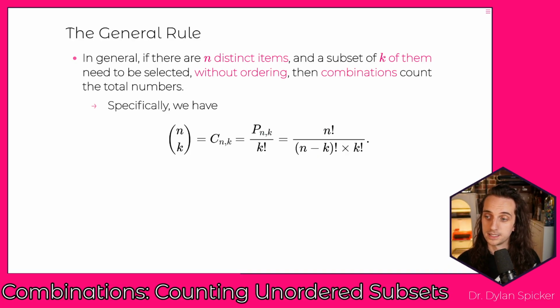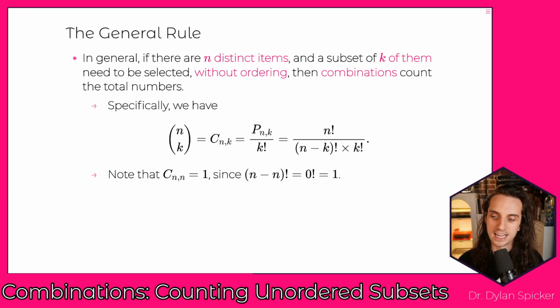And so that ultimately is going to give us this. Again, if you read this out, we're going to say n choose k, or n combinations of size k, combinations of size k out of n.